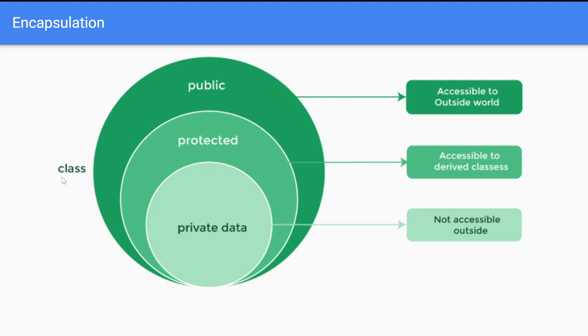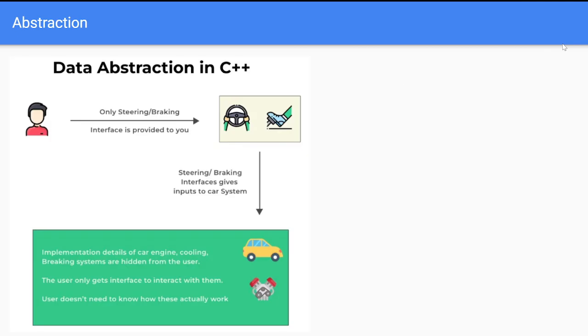So class B can access class A data members which are of type protected, and that's what it means by accessible to derived classes. And the private data is the one which is only accessible from within the class. Even the derived classes or external functions cannot have access to this private data. So this is called encapsulation. Basically things are encapsulated in a shell. So this is a public shell, this is a protected shell, and this is a private shell. That's what encapsulation means. So let's go to the next one and understand the concept of abstraction.